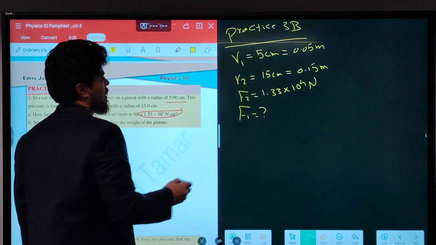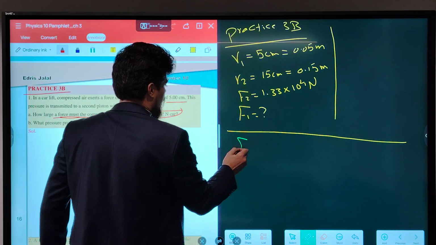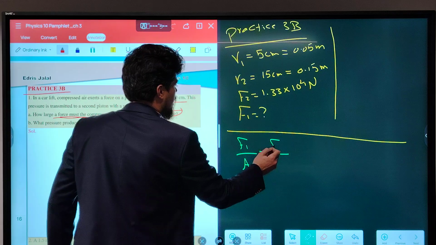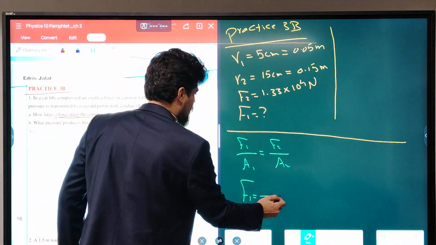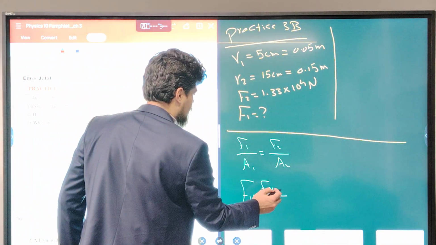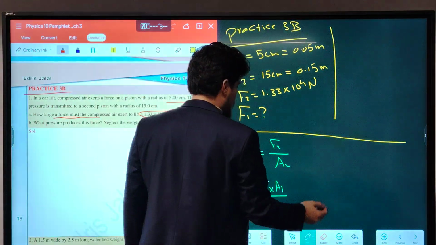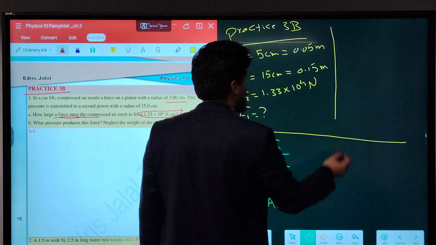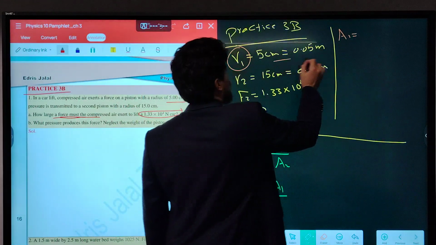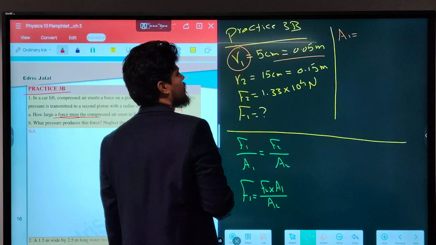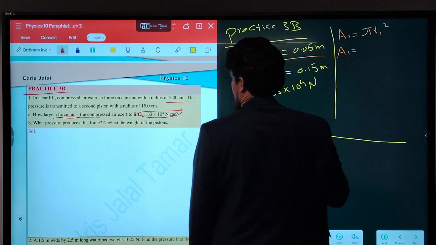What is unknown? F1. Guys, before solving this question, look. F1 over A1 is equal to F2 over A2. F1 is equal to what? F2 times A1 over A2. Do we have A1? No, we don't. A1 is unknown, but instead of A1 we have R1. As I told you guys, when R is given you can find the area. A1 is equal to what? Pi R1 squared.